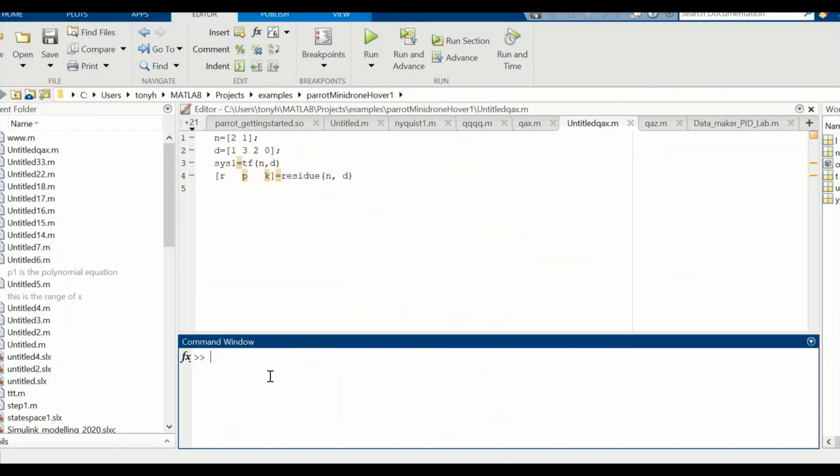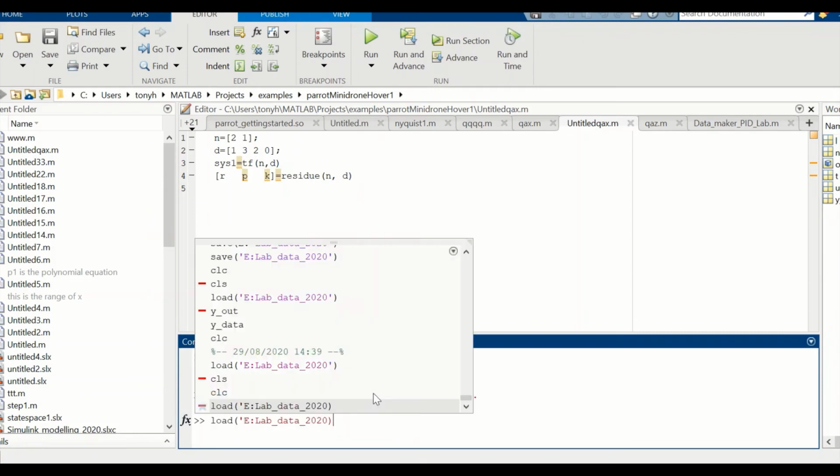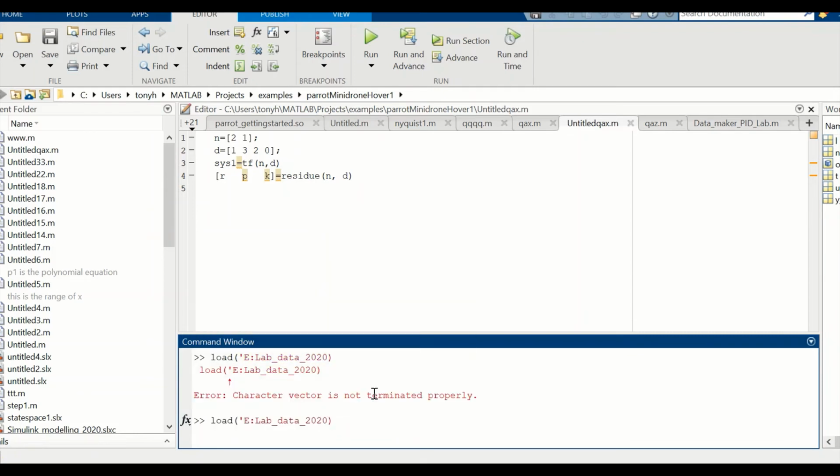Go into MATLAB and type in load, open round bracket, single quote, E colon lab data underscore 2020, and it should then load in. Mine didn't work because I didn't type in the little quote at the end, so you've got to put a little quote at the end. So put that little quote in there, it goes all nice and purple, and it loads the data in.